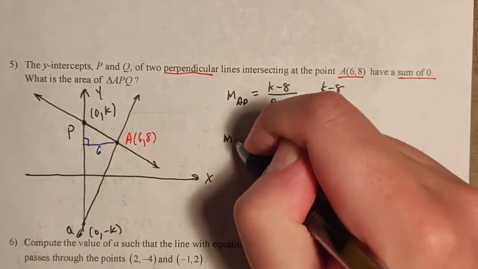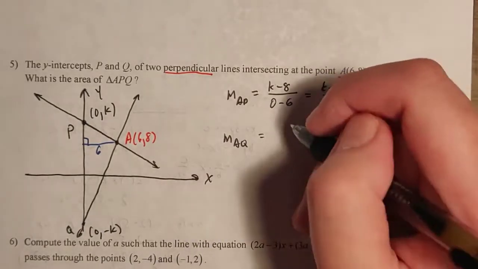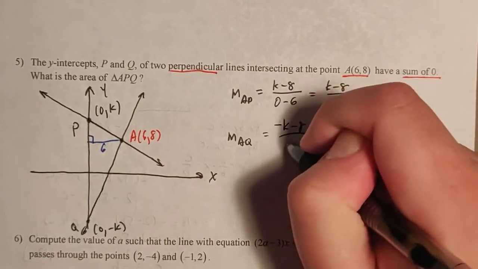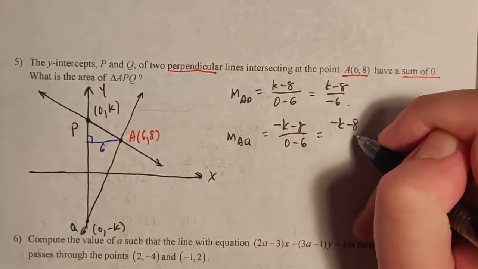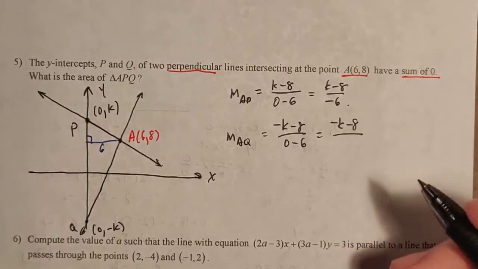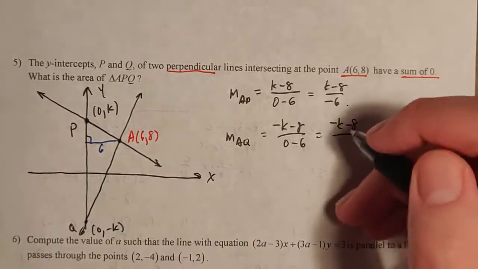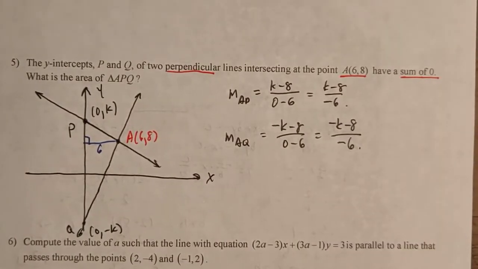If we look at the slope of AQ, on the other hand, we get negative K minus 8 over 0 minus 6 again. Okay, so we do the same thing here. We get that. So we note that in this situation we have this.